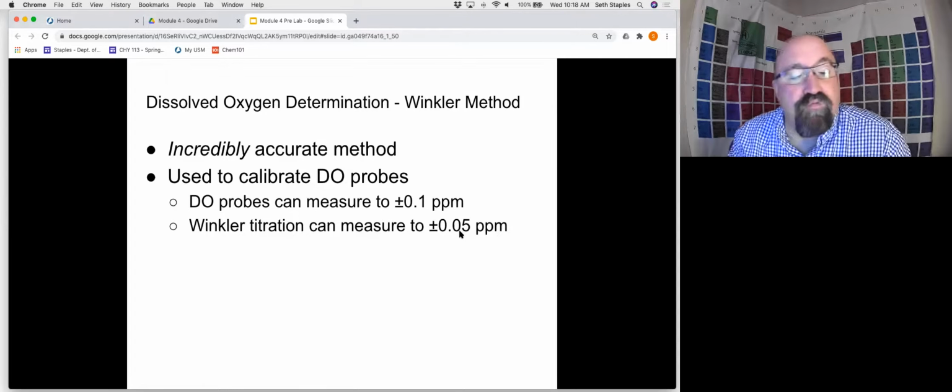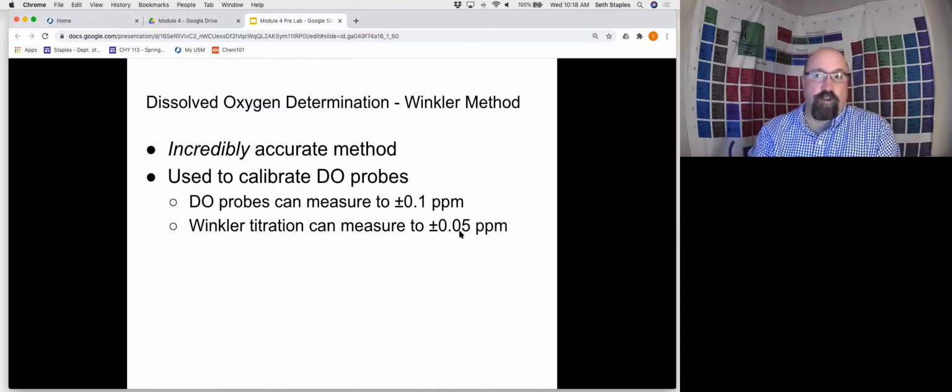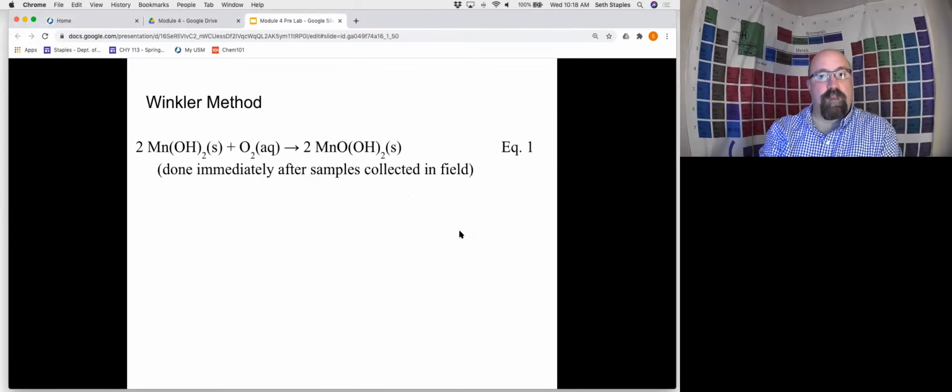So it's an incredibly, incredibly accurate analytical tool. And so let's look at what's involved. These are the equations right from your lab manual.